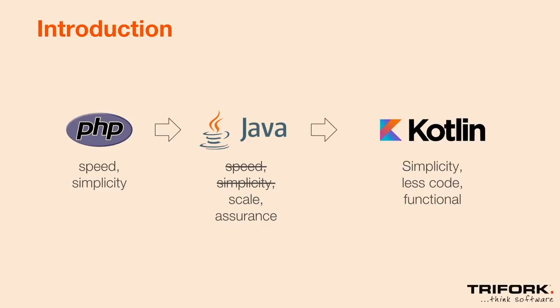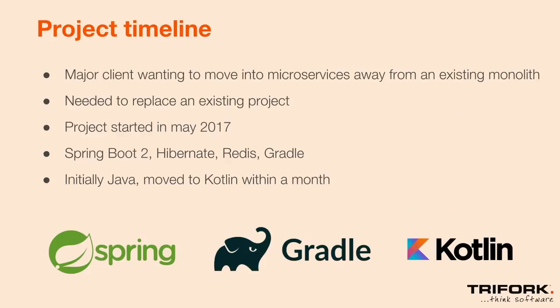So that was my own introduction, and then when last year in May we started a new project for a major client, I said, why don't we do this in this stuff? Because that's really interesting to do. Let's make this happen. This is going to be hot, and you guys here show that. So, major clients, they needed to move away, of course, from an existing monolith. Most clients do, and we needed to replace a part of that. So that's what we did. Started in May, like I said. Spring Boot 2 by now. Hibernate, Redis, Gradle. Initially Java, but pretty soon moved to the Kotlin stuff.